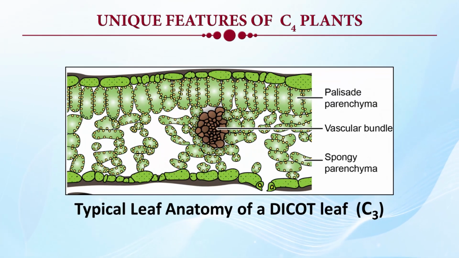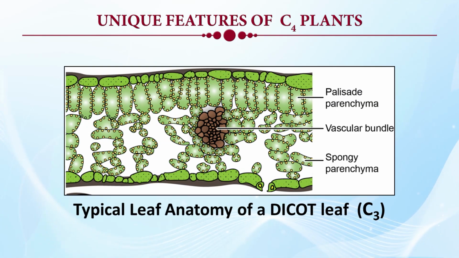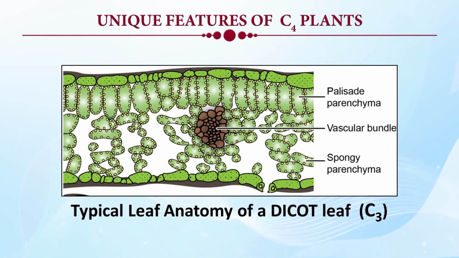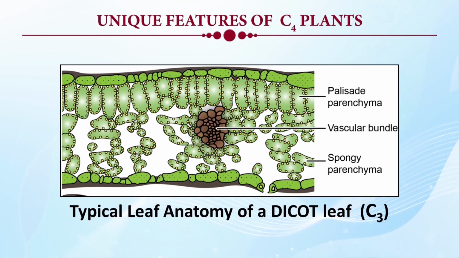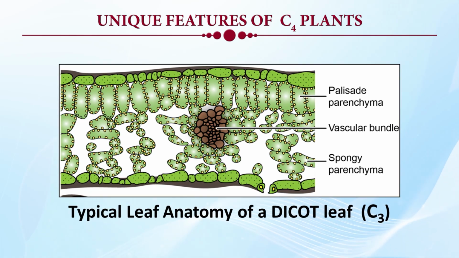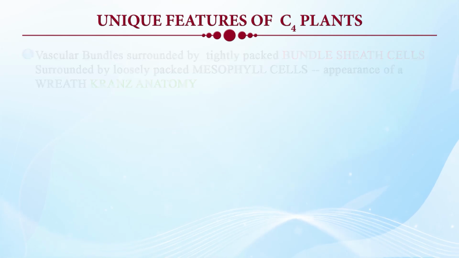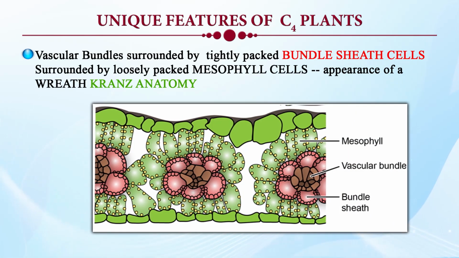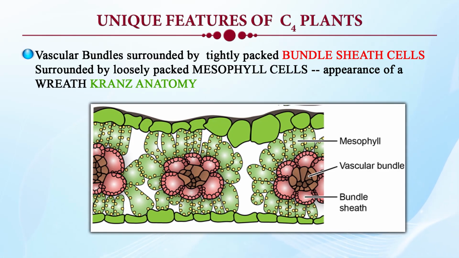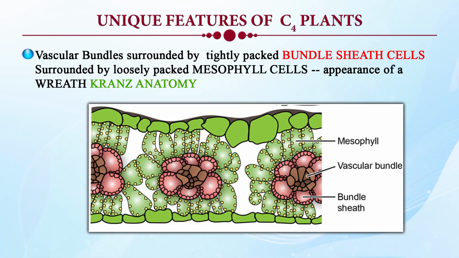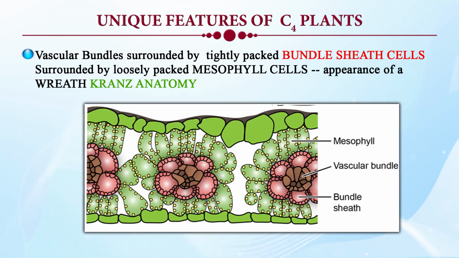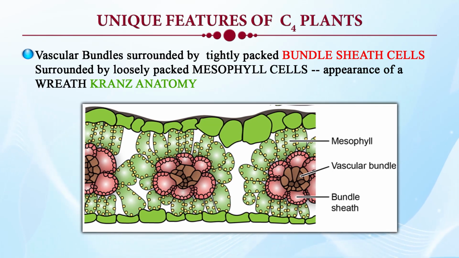If you see, learners, on your screen, a typical leaf anatomy of a dicot leaf, that is of a C3 plant, there is a simple palisade parenchyma and spongy parenchyma, and then in the middle you find a vascular bundle with no additional structures. But when we compare this to the Kranz anatomy, we find a ring of mesophyll cells surrounding the cells of the bundle sheath.